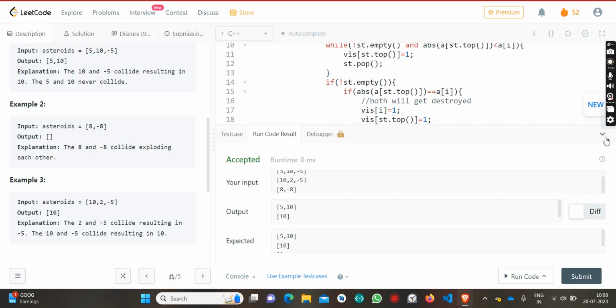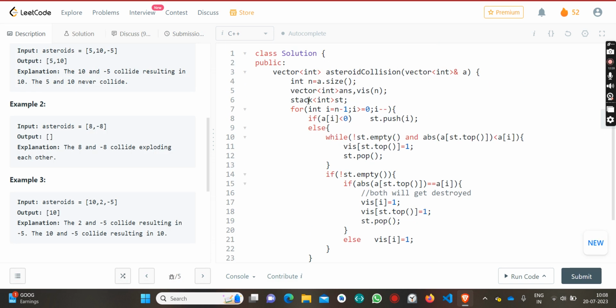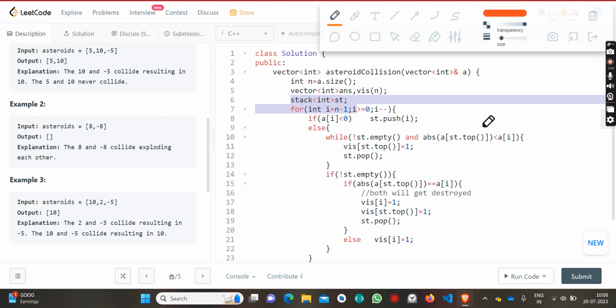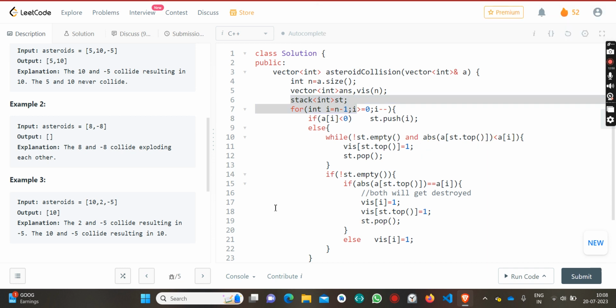So talking about the space and time complexity, I am using a stack which in the worst case can be big O of n. What can be the big O of n case? Suppose all are negative. Obviously, none of them would get popped from the stack. Okay, and talking about the time complexity, it would be big O of n.